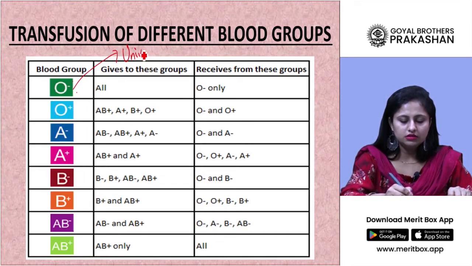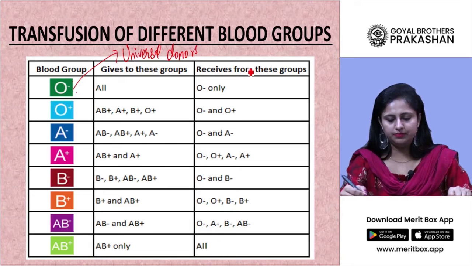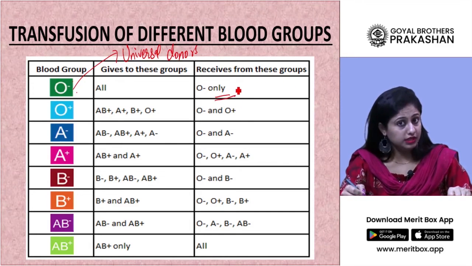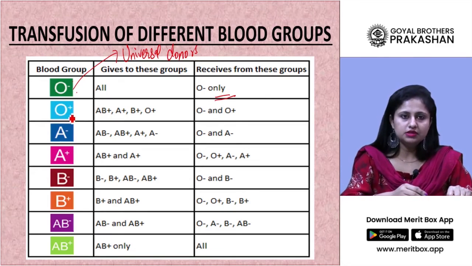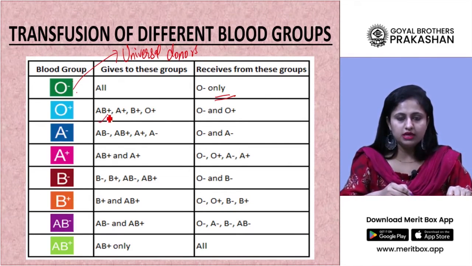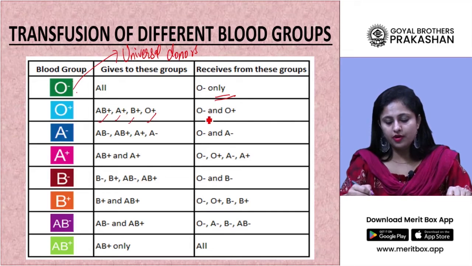universal donors, because they can give blood to anyone, and they can receive blood from O negative only. The person with blood group O positive can give blood to AB positive, A positive, B positive and O positive, but they can receive blood from O negative and O positive only.